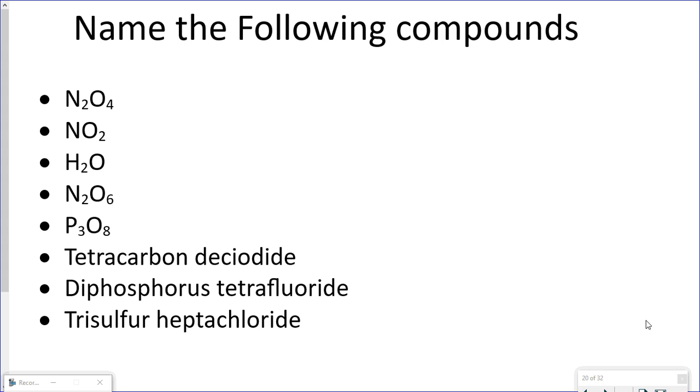So let's practice some of these. And we're going to walk through them bit by bit. So the first one is N2O4. So we said you want to name the first element, and you don't change the name of it at all. So the first element is N, which is nitrogen. And it has a prefix to tell you what the subscript is. So since it is N2, the prefix for 2 is di. So this will be dinitrogen.